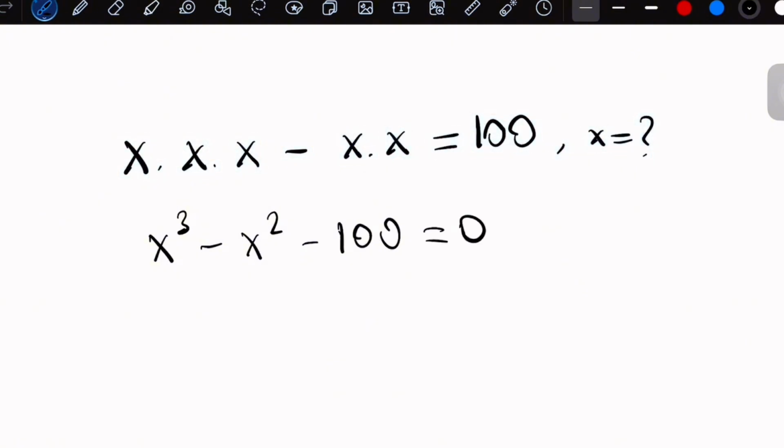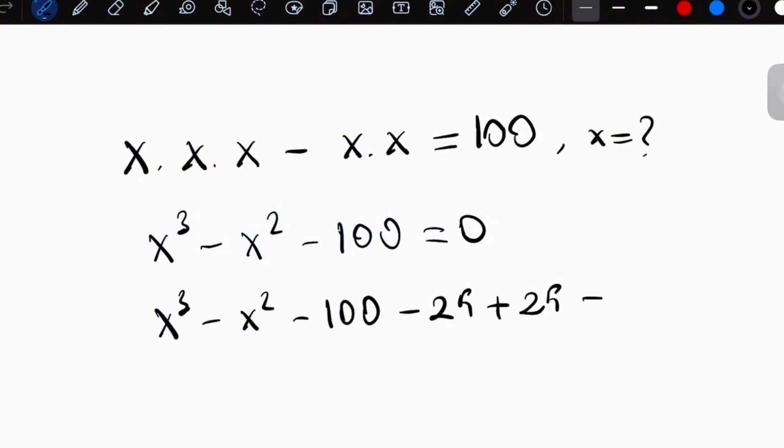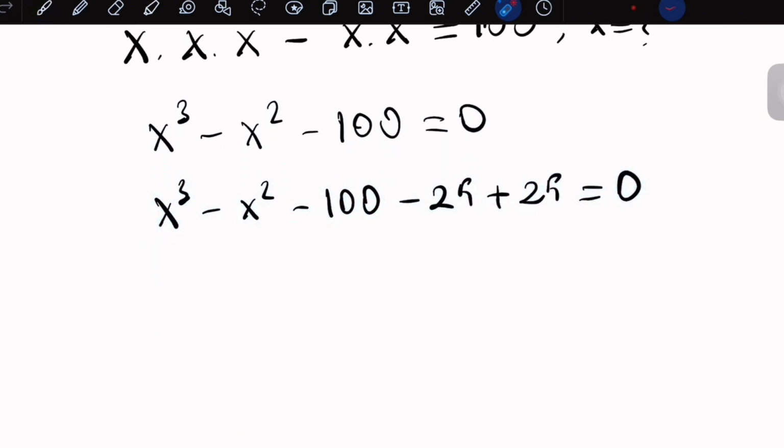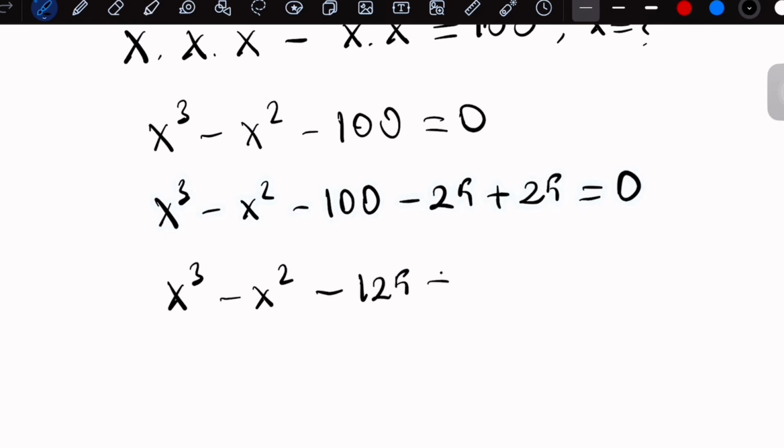Now look here, I have a square, and I need to turn it into a cube. I'm doing this right now. x cubed minus x squared minus 100, minus 25 plus 25 is 0. That's what I just wrote. Look what our result will be when you add these two: 0 will come, it didn't change anything. If I take a little more process here: x cubed minus x squared minus 125 plus 25 is equal to 0.